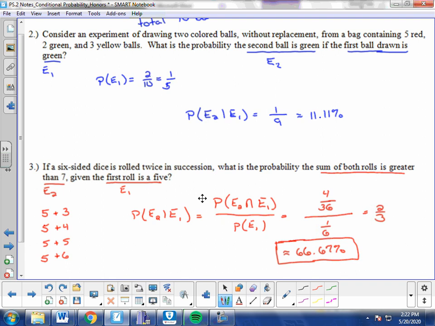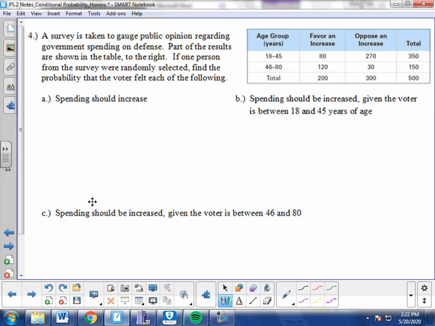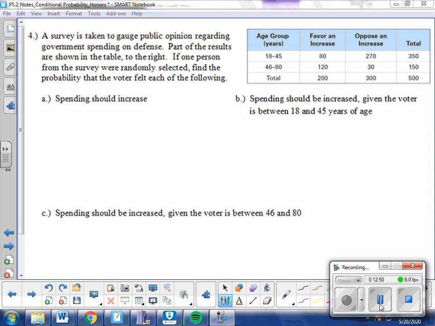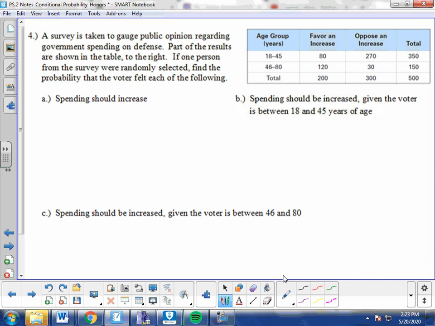We can also see this taken and broken down and given to us in different methods of information, like tables. So taking a look at example number 4. Example 4 says a survey is taken to gauge public opinion regarding government spending on defense. Part of the results are shown in the table to the right. If one person from the survey were randomly selected, find the probability that the voter felt each of the following. So in problem A, we want to find the probability that spending should increase. And so this is just a singular event.